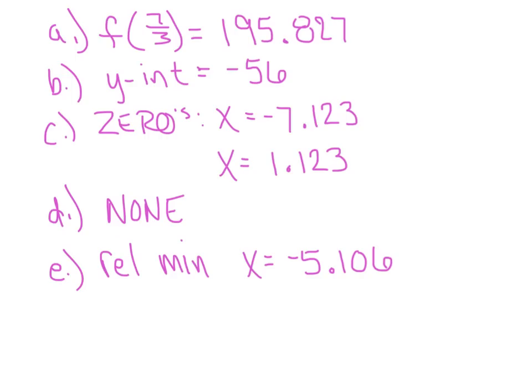Well, I'm hoping you hit a home run with these answers here. The values that I got, when I evaluated f of 7/3, I got 195.827. My y-intercept was at negative 56. I had 2 zeros. One of them was negative 7.123. The other one was positive 1.123. I had no relative maxes, and I had one relative min that was at negative 5.106. So hopefully you hit a home run with those, and I will see you tomorrow ready to rock and roll with these calculators.